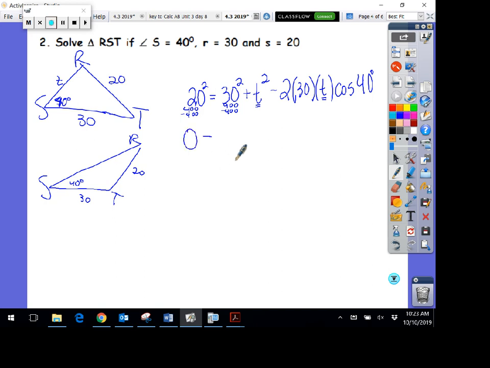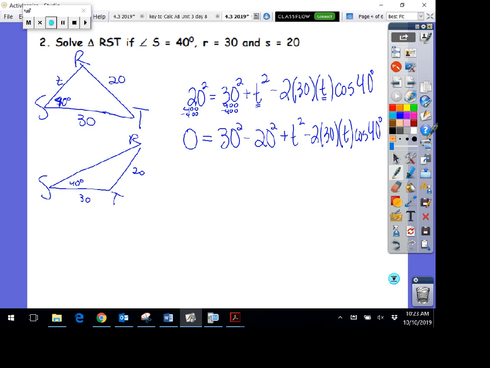But I'm going to say 0 equals, if you want to leave it 30 squared, and I'm going to put the 30 squared and the 20 squared together, doesn't matter where you put it, the beginning, the end, minus 20 squared, or 900 minus 400 gave us that 500. Either will work. You don't have to do all that math because the calculator will do it for you. Minus 2, plus t squared minus 2 times 30 times t times cosine of 40 degrees.